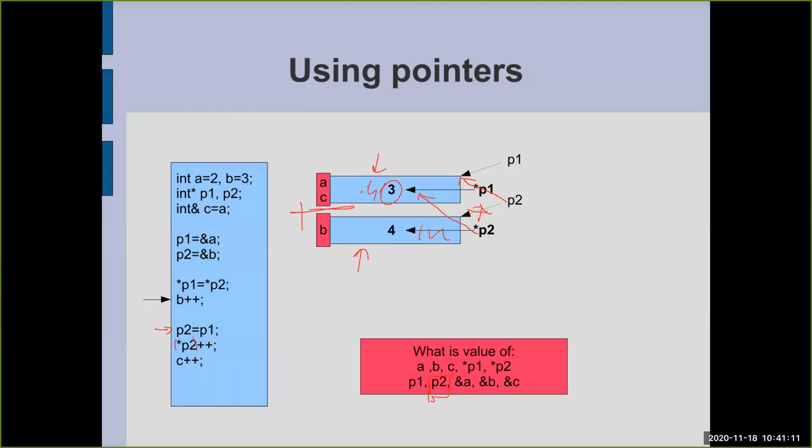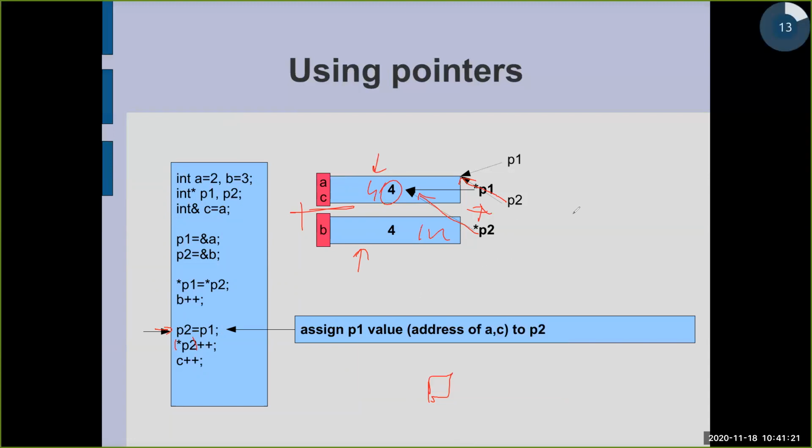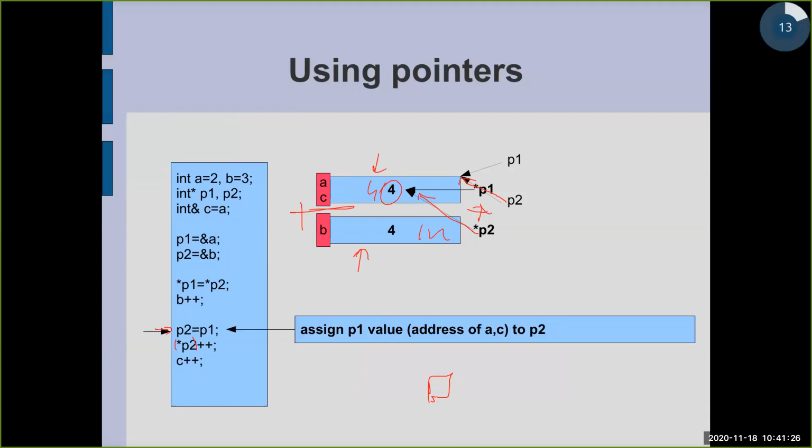Okay, so if you use C++, what will be the final value? So what will be A, B, C when you perform C++? Will it be 5? It will be 5. So A, C, asterisk P1, asterisk P2 will be 5, while B will be still 4.